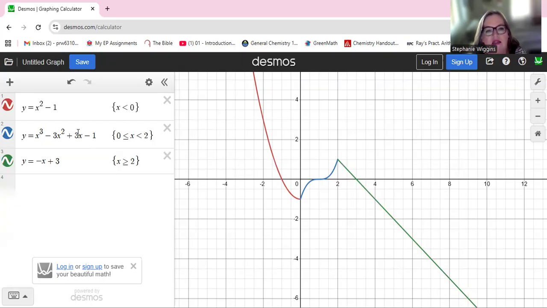These separately are polynomials, but together you've got these corners here, and even though they're joined at the corners, because of those corners, they're not smooth. All polynomials are smooth.